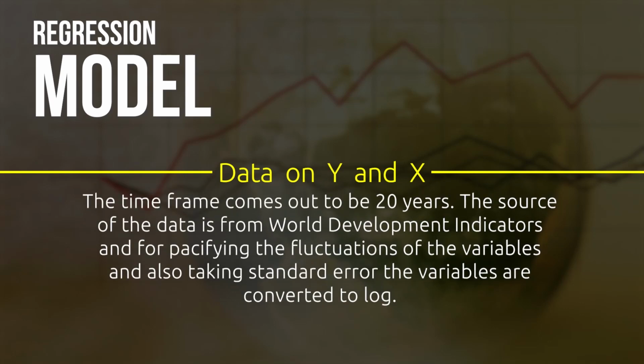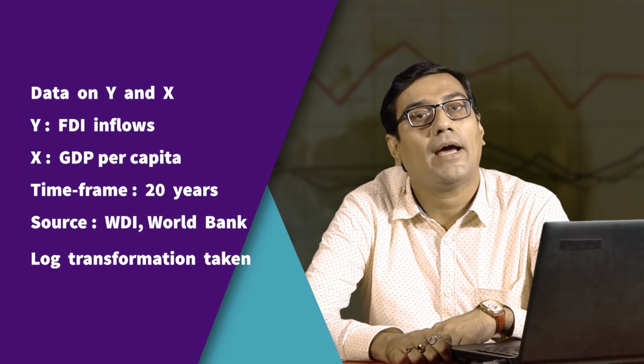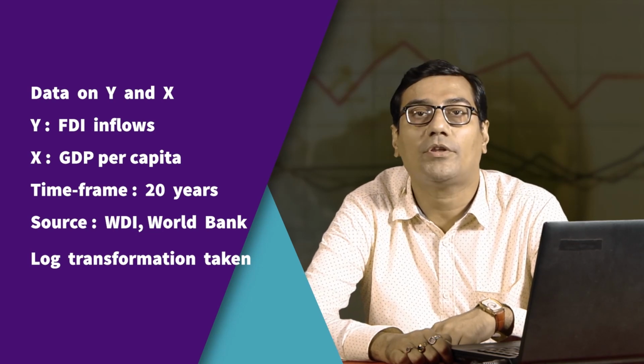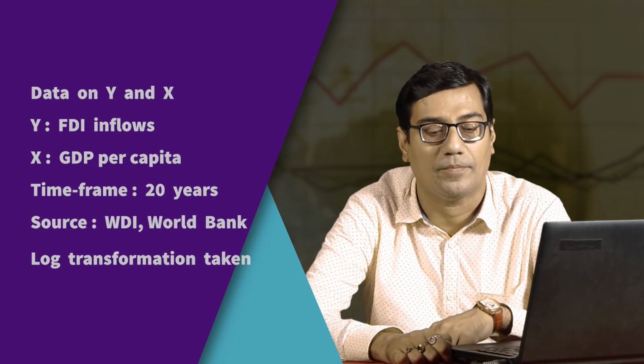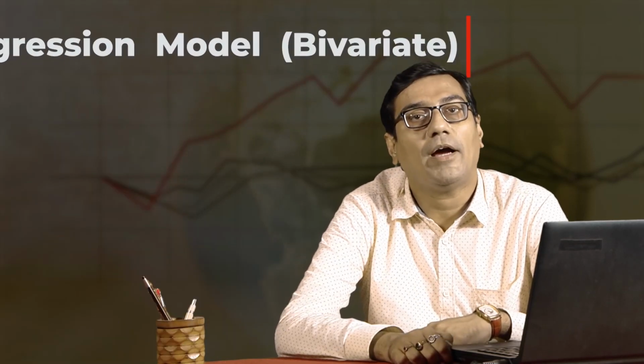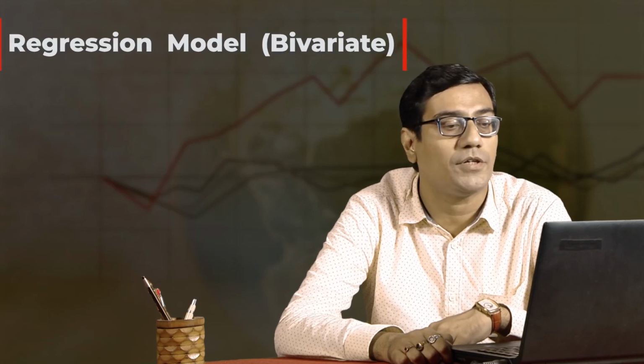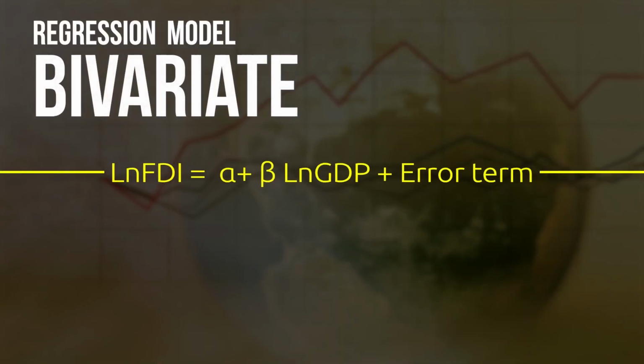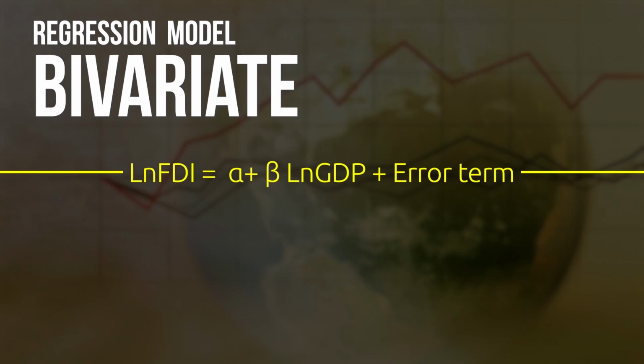The source of the data is the World Development Indicators, and for pacifying the fluctuations of the variables and also taking standard error, the variables are converted to logs. Based on this transformation, it is a log-linear model, and both X and Y are considered in logarithmic form. This boils down to a bivariate regression model, as we can observe in this slide: ln FDI equals alpha plus beta ln GDP plus error term.